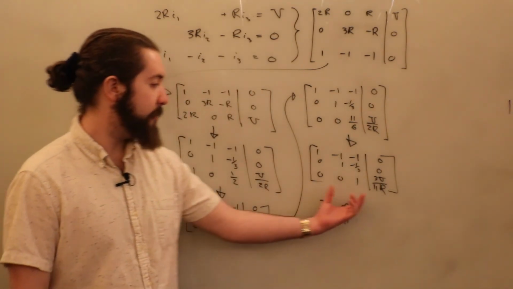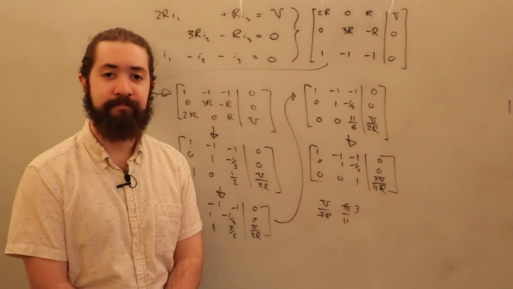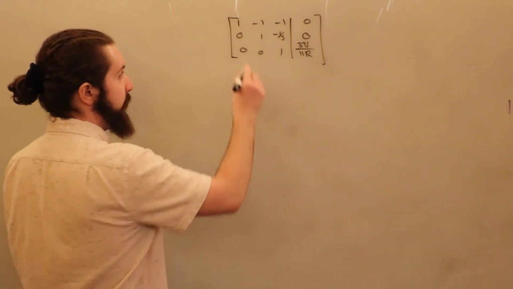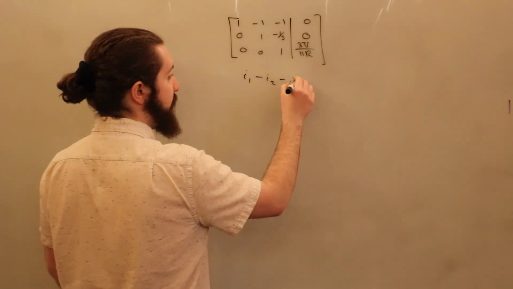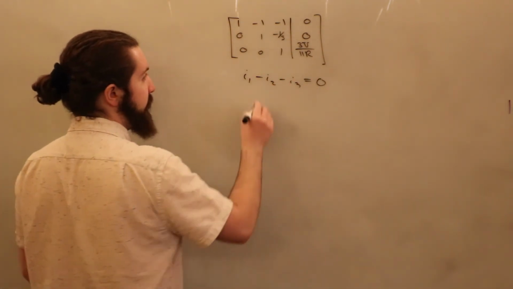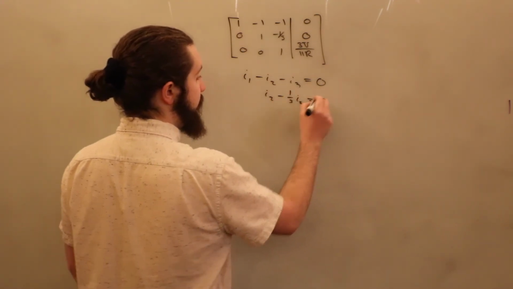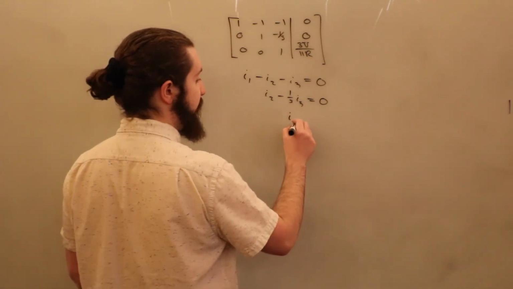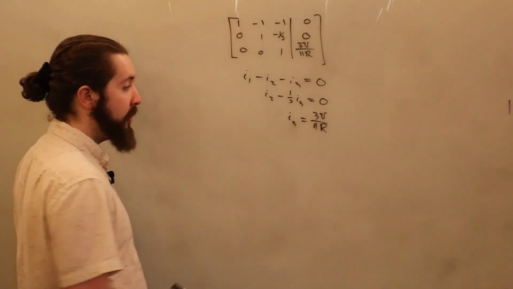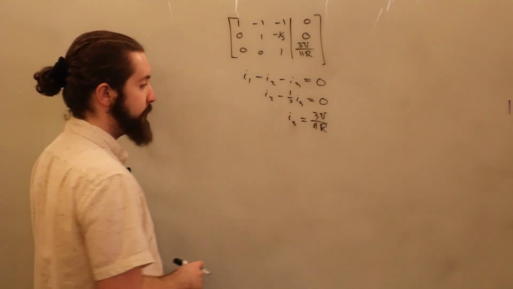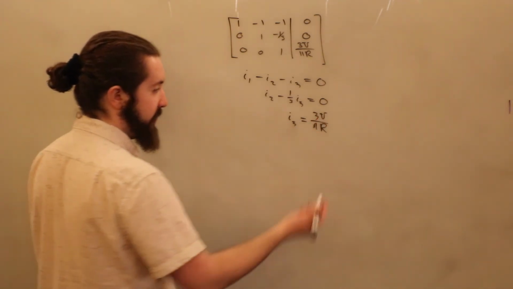All right, so now our matrix is in row echelon form, and we can use back substitution to solve the system of linear equations. So we're going to have, according to the first line, I1 minus I2 minus I3 is equal to 0. For the second line, we're going to have I2 minus 1/3 I3 is equal to 0. And for the last one, we're going to have I3 is equal to 3V over 11R. So we already know what the current in branch 3, that middle branch, was. It is the value of 3V over 11R, and that's in amps.